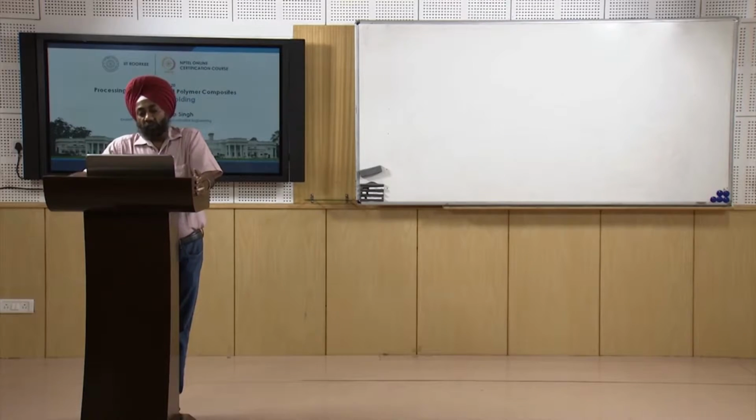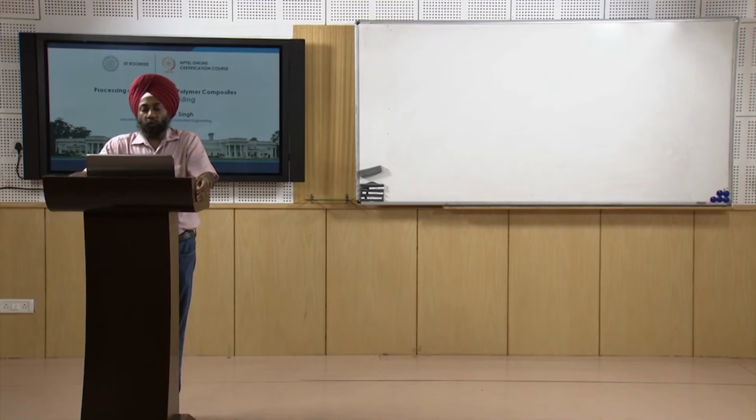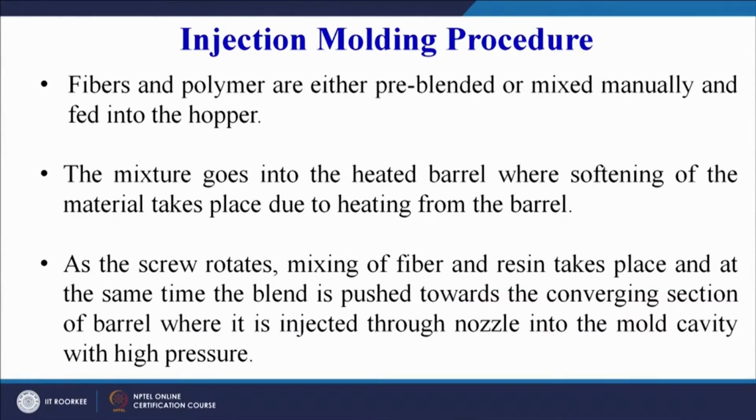So the mixture goes into the heated barrel where softening of the material takes place due to heating from the barrel. All of you know that. As the screw rotates, mixing of fiber and resin takes place, and at the same time the blend is pushed towards the converging section of the barrel where it is injected through the nozzle into the mold cavity with high pressure.